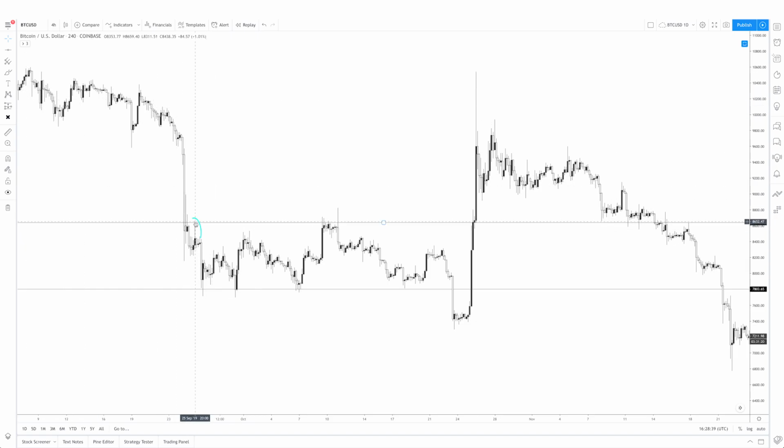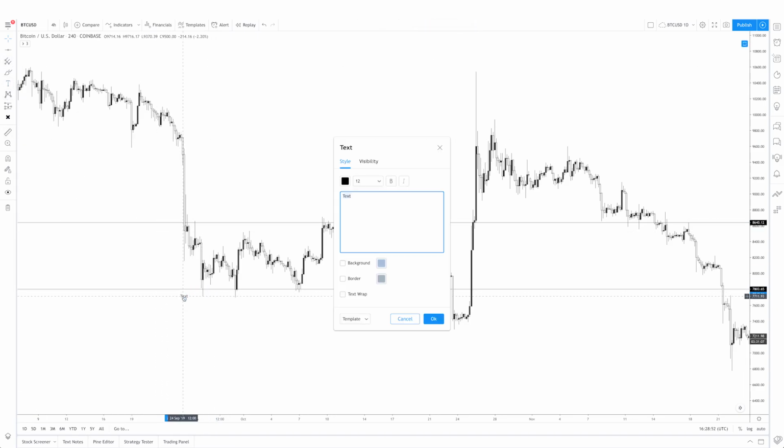Well, sellers stepped in here. We see an exhaustion wick by the buyer. Price comes back down. This is our demand zone. We know that buyers are present. So let's mark that off as our demand zone, buyers.